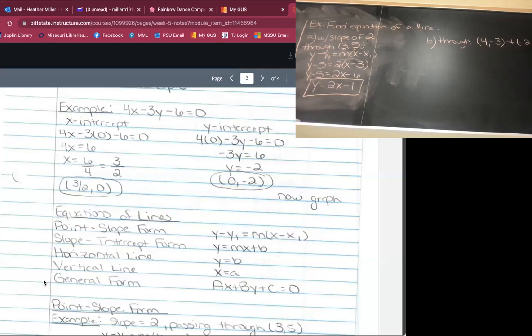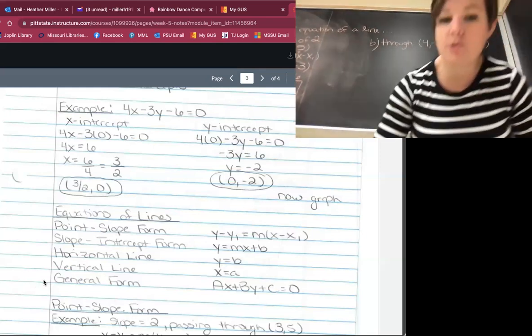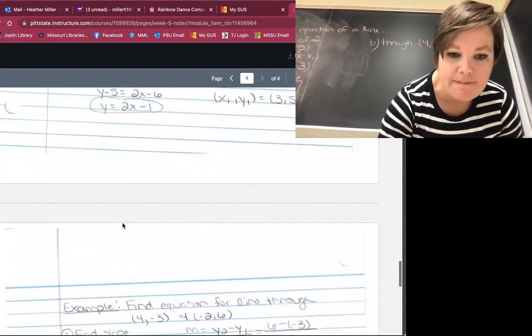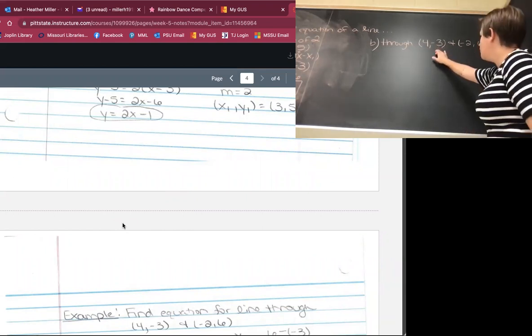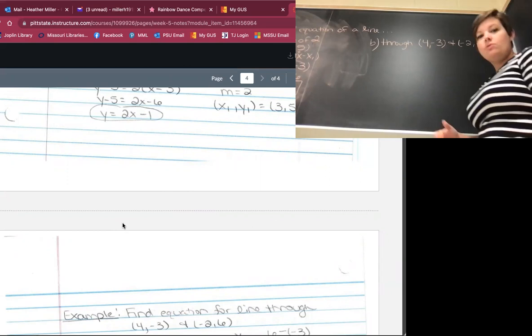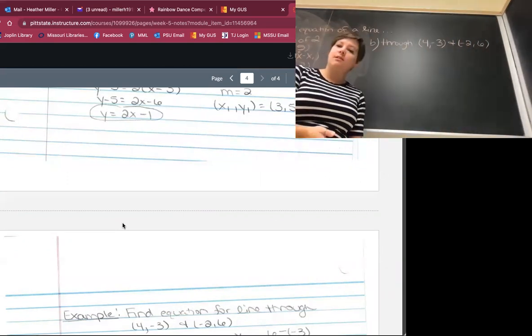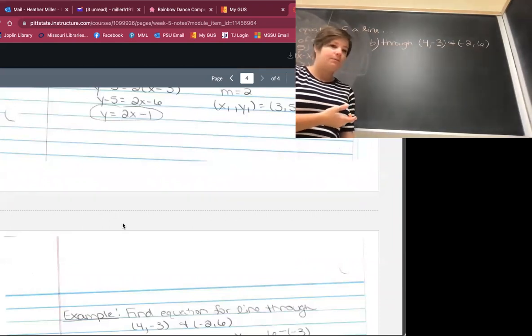Okay, so what about this example? And I will scroll so you can see it on your paper. What if it says to find the equation of a line through 2 points, (4, -3) and (-2, 6)? So it said that I was going to use point slope form, but it doesn't give me the slope. It only gives me 2 points. So what do I do?